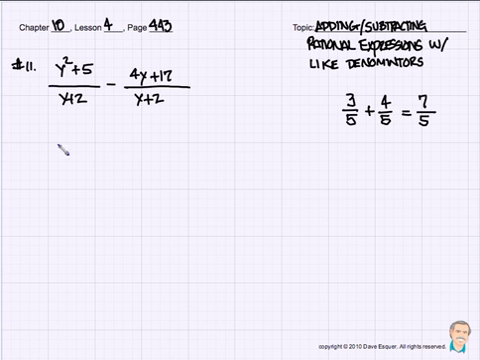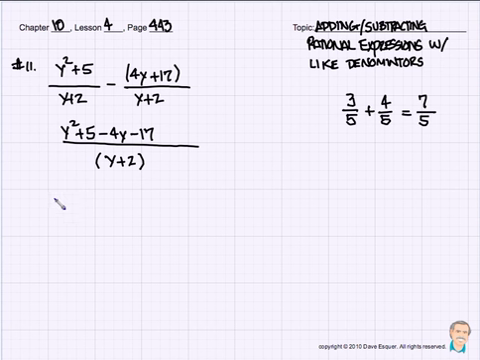Let's start off with something simple. The denominators for number 11 are the same, so that's a good sign. So we have y plus 2 in the denominator. We're going to put everything together in the numerator, so we have y squared plus 5 minus 4y minus 17. Remember, we're changing the sign of everything inside the parentheses in that 4y plus 17.